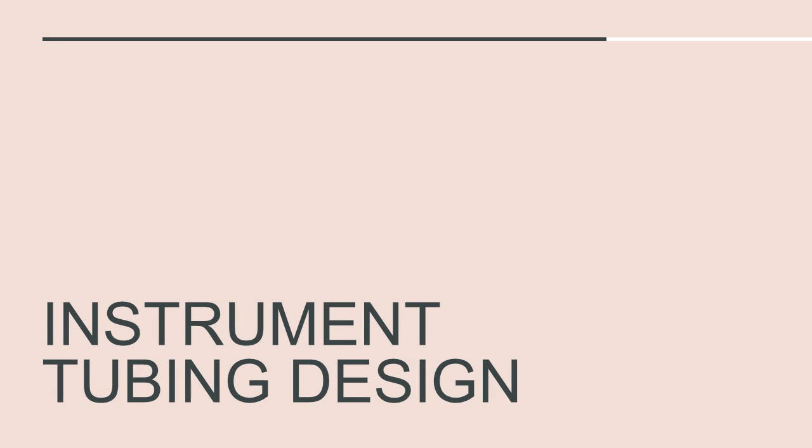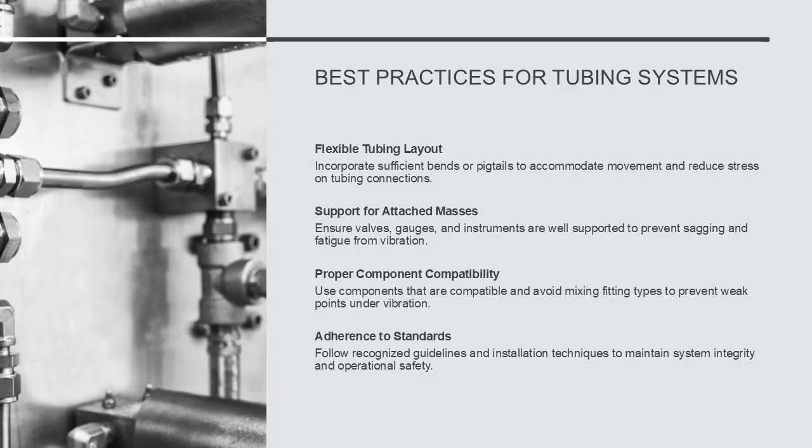Best practices for tubing systems. Instrument tubing systems play a critical role in transmitting signals and fluids for monitoring and control, but they must be designed to withstand vibration and movement from the main piping line. To achieve this, sufficient bends or pigtails should be incorporated into the tubing layout, allowing flexibility to accommodate main line movement without imposing excessive stress on connections. Any mass attached to the tubing, such as valves, gauges, or instruments, must be well supported to prevent sagging or oscillation that could lead to fatigue.